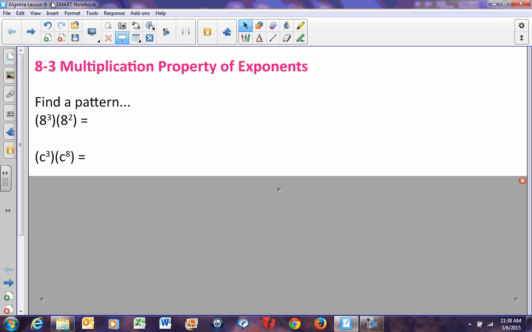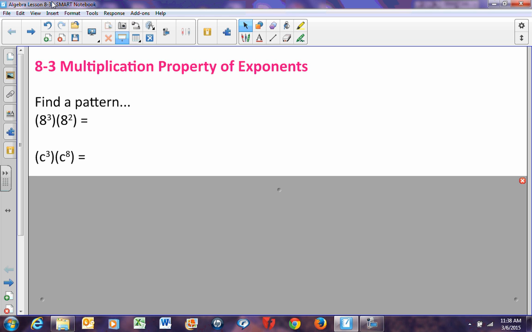This is Algebra Lesson 8-3, the multiplication property of exponents. By the time you're done with Chapter 8, you'll have a lot of properties of exponents. You might find it helpful at the end of this chapter to write all the properties on the same piece of paper so that you can look at them all at the same time. It doesn't really matter, you just need to learn the properties.